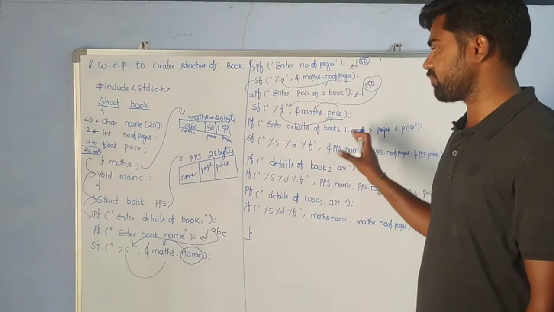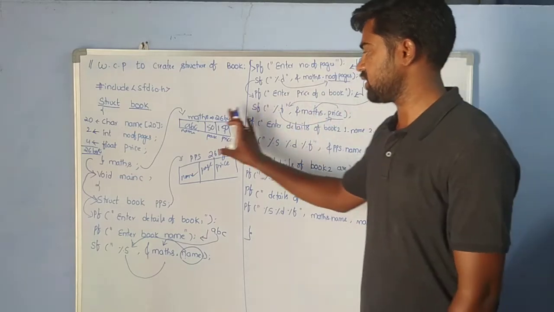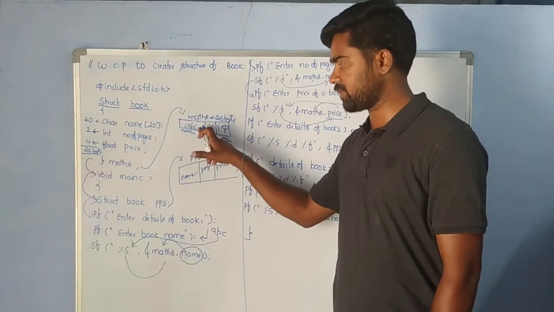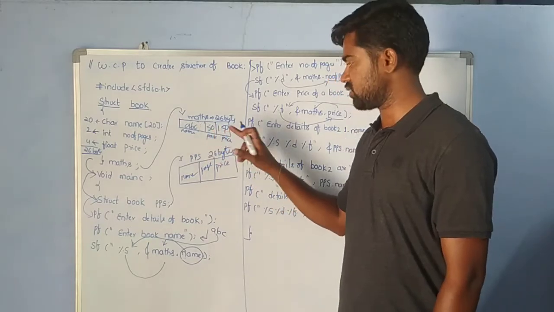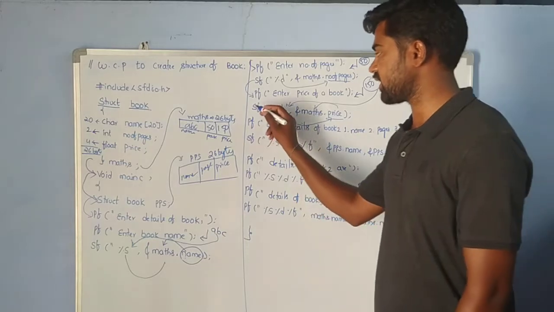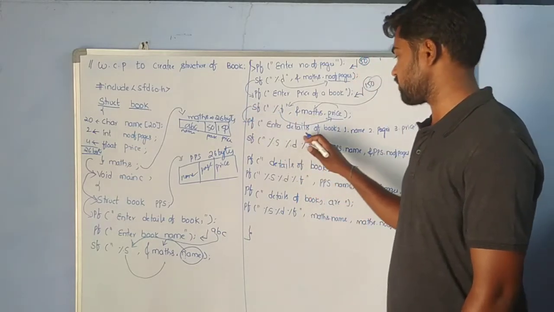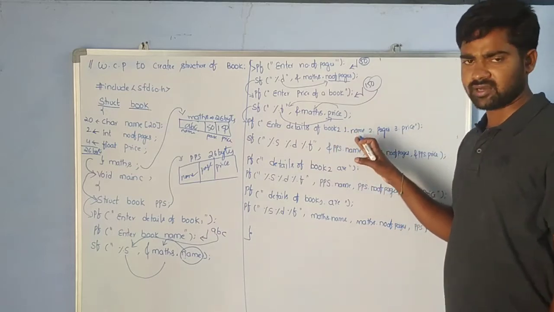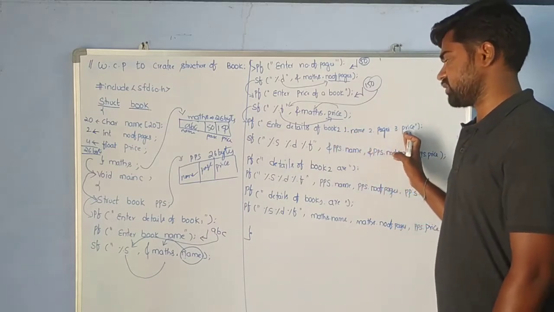So by this, we entered the data of maths. Means what we have here? In maths, name we have ABC, pages 50 and the price is 150. Then now we are going to enter the data for book 2. Enter the details of book 2. First one, name, pages and price.